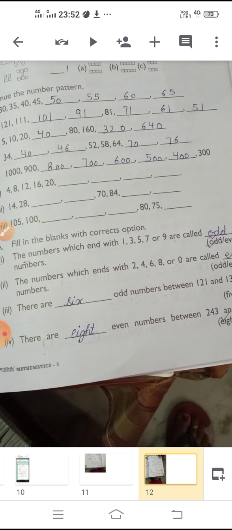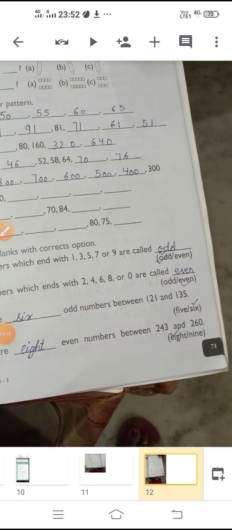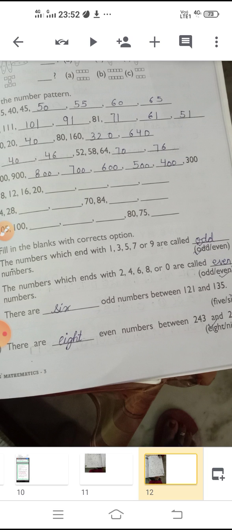Now come to next. There are dash odd numbers between 121 and 135. How many odd numbers? The total numbers that will come, that is 6. How? First we will count. Your first number is 123.